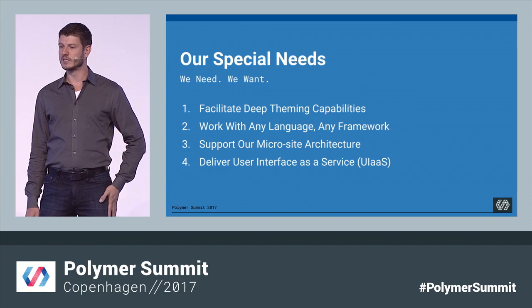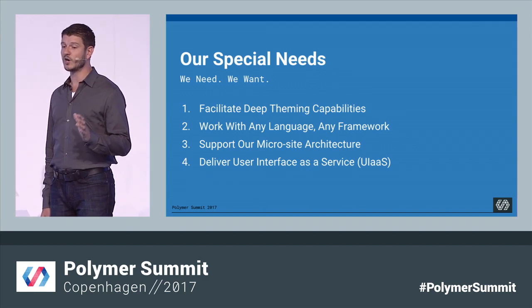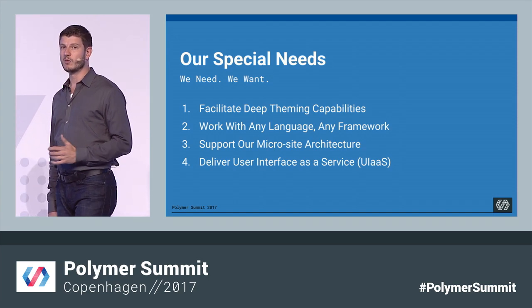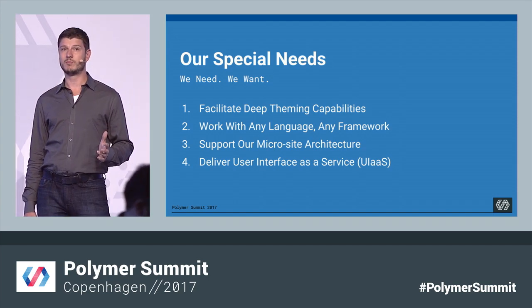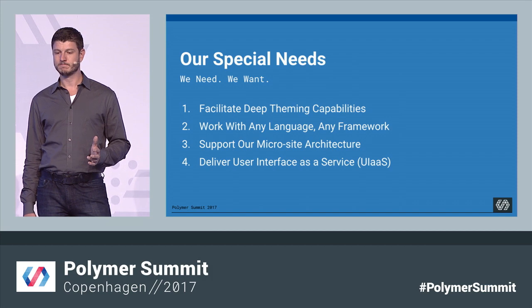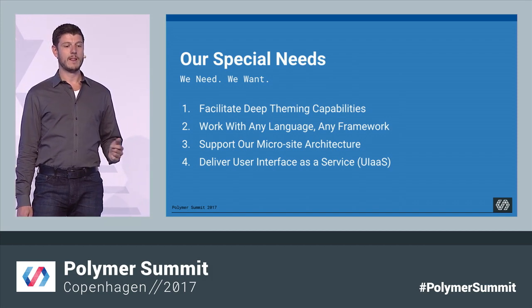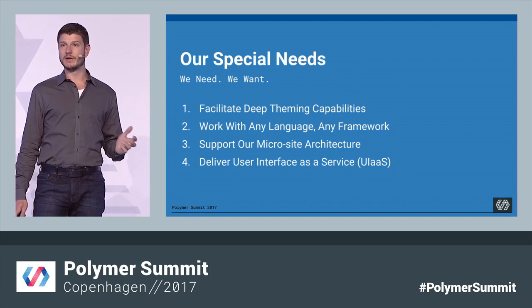So number 1, deep theming capabilities. Now, reminder, this is still early 2015. So CSS custom properties were only available in about 10% of users' browsers. OK, so I'm not sure how we can do this exactly. I guess we can figure something out.